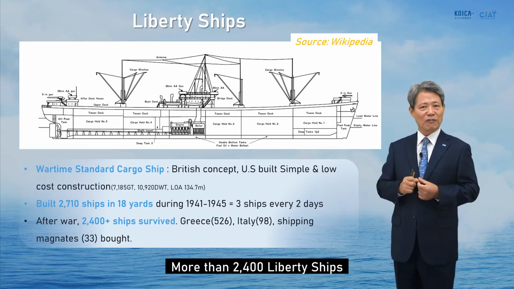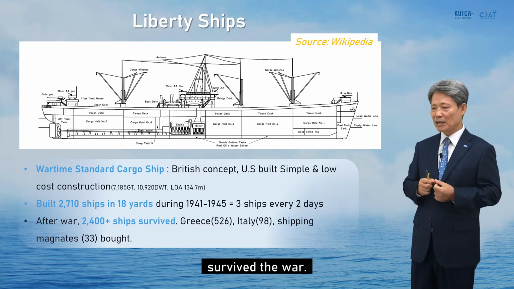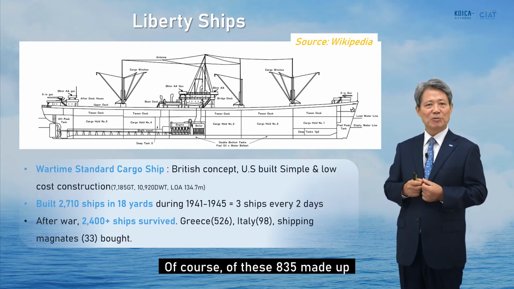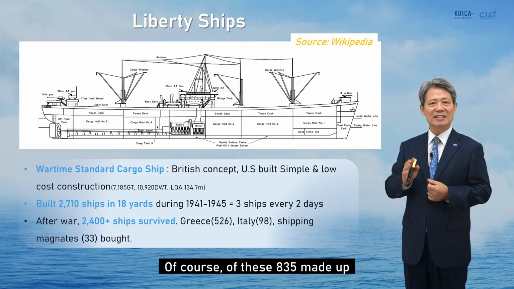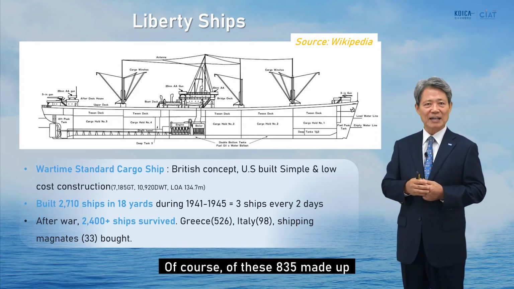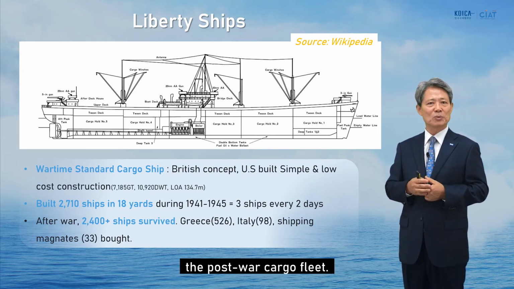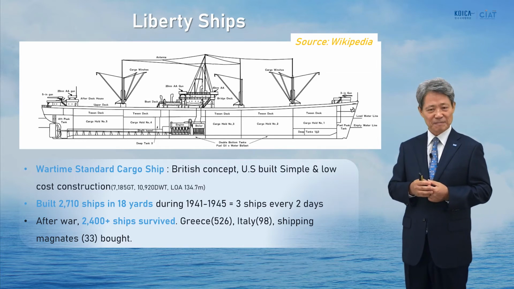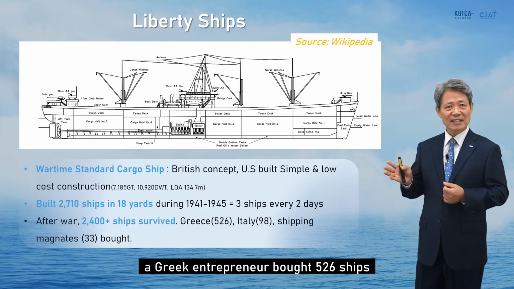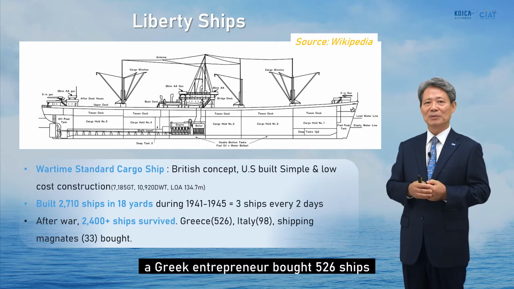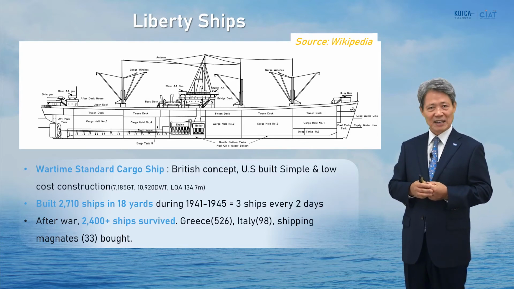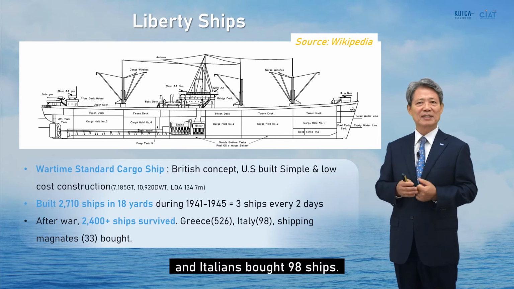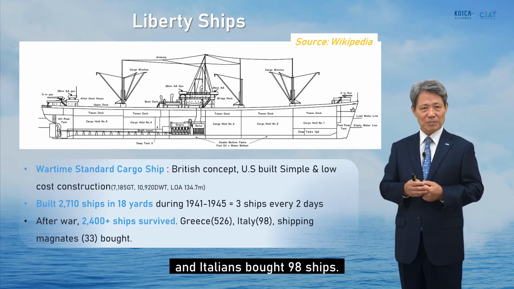More than 2,400 Liberty ships survived the war. Of these, 835 made up the post-war cargo fleet. The Greek entrepreneurs bought 526 ships, and the Italians bought 98 ships.